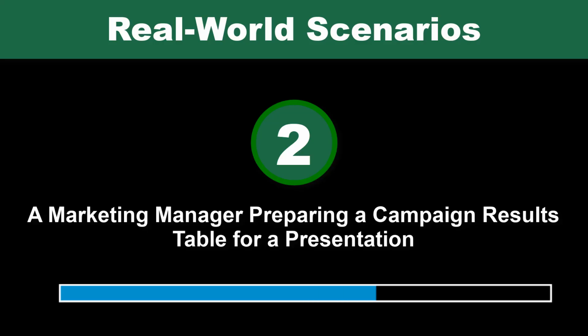Table Styler, with all options enabled, transformed the plain table into a professionally formatted report element in one click. The frozen header meant leadership could scroll through results without losing context.